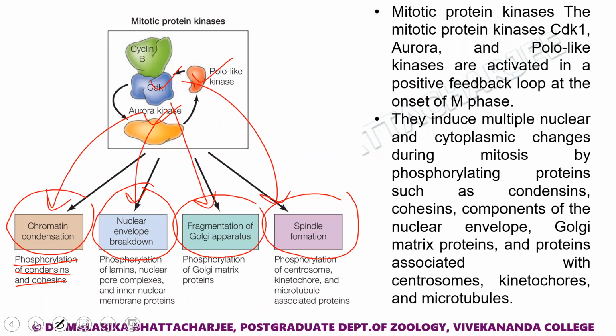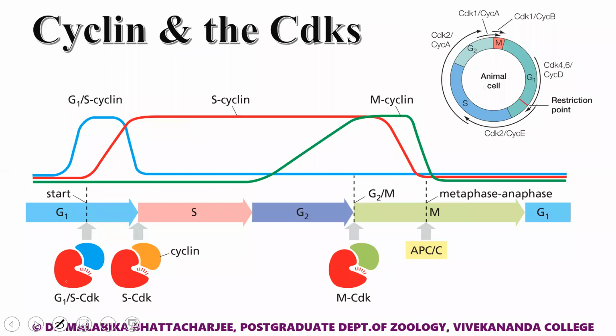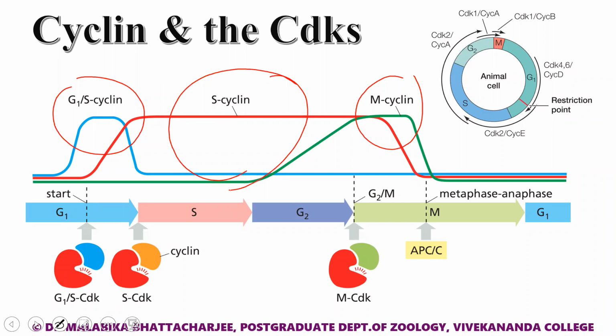So the moment MPF is activated, it brings about the phosphorylation of all those proteins that gradually will start the different stages of mitosis. So if we now summarize the cyclins and the CDKs we have studied: today we studied the M-phase cyclin CDK complex, that is cyclin B CDK1. Earlier we had studied the G1/S cyclin CDK complex, that was cyclin D CDK4/6. And in the S phase, if you remember, we studied another cyclin CDK complex, that is cyclin E CDK2.